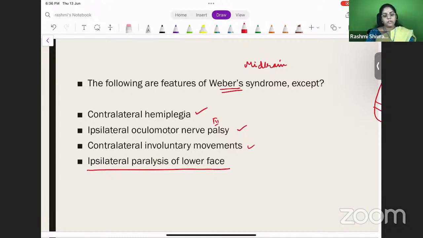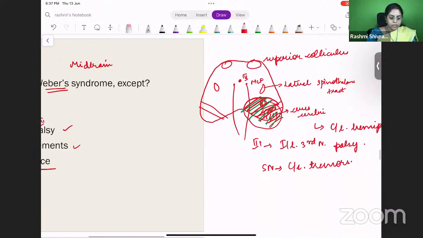So in Weber syndrome, you have contralateral hemiplegia, which all of you will definitely remember. The other point you'll also remember is ipsilateral oculomotor nerve palsy. The thing you must remember is that contralateral involuntary movements can also be present. I hope it's a good learning point for you. Okay, that is Weber syndrome. There is one more which will be affected. When the red nucleus is affected, what do we call it? We call it Benedict syndrome.